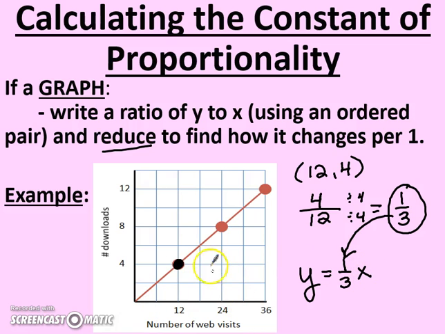Now, you can double check this. Is 1/3 of 24 8? If you divide 24 by 3, do you get 8? Yep. Is 1/3 of 36 12? If you divide 36 by 3, do you get 12? Yes. So this constant of proportionality is 1/3.